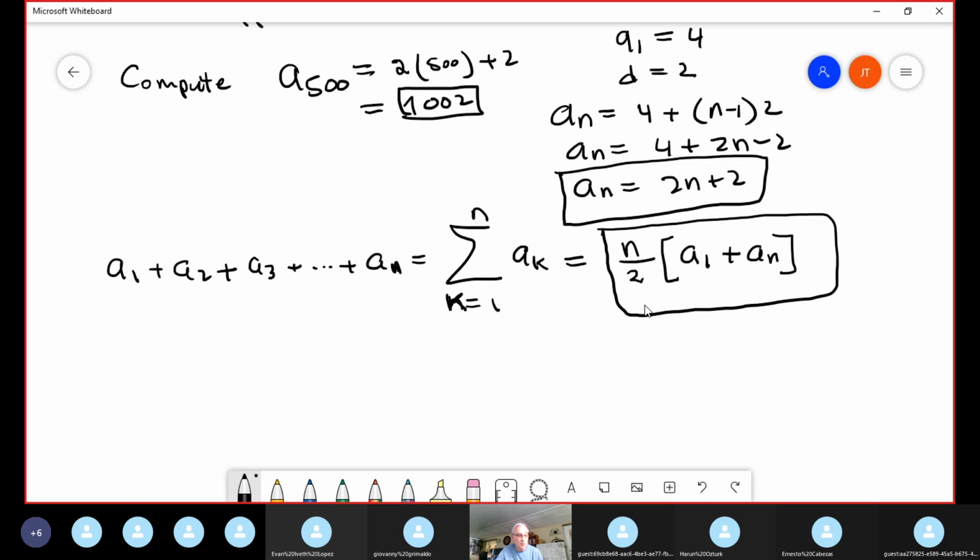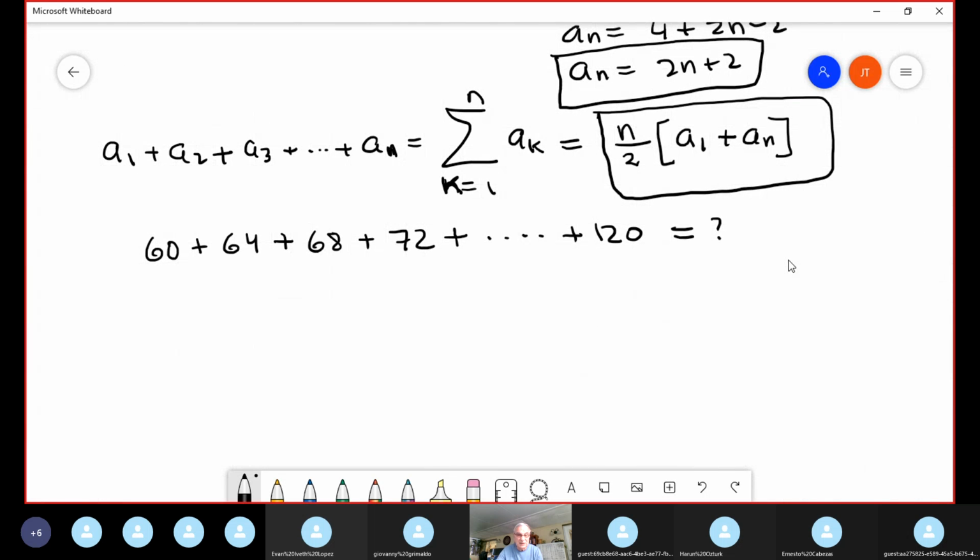For example, suppose you have this arithmetic sequence: 60 plus 64 plus 68 plus 72 plus, and you end in 120. I want to compute this.